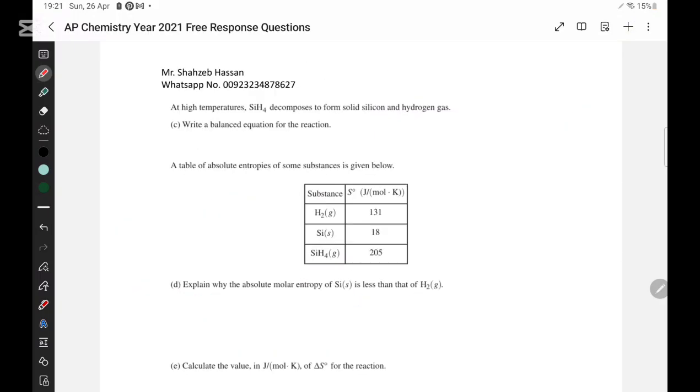For the next question, they are saying at high temperature SiH4 decomposes to form solid silicon and hydrogen gas. Write a balanced equation for the reaction. So SiH4, which is in gaseous state, when it decomposes is going to form silicon in solid state. And because they have told us that it is solid silicon and hydrogen gas, which is H2 in gas form, we need to balance it, so I'm going to put 2 here.